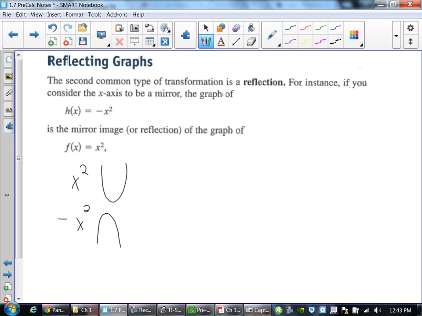If your x cubed function goes up like that, where does it go when it's negative? Down. Switch your things around. You just change direction.